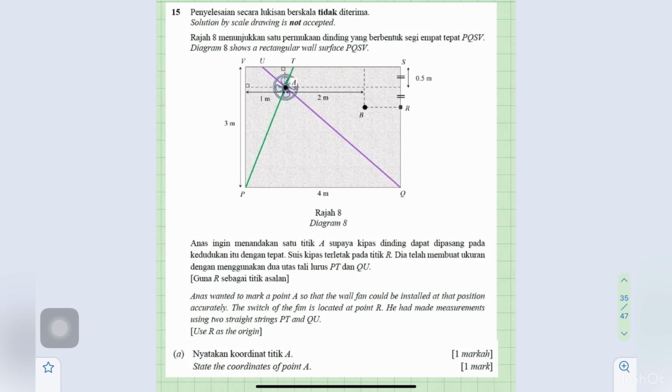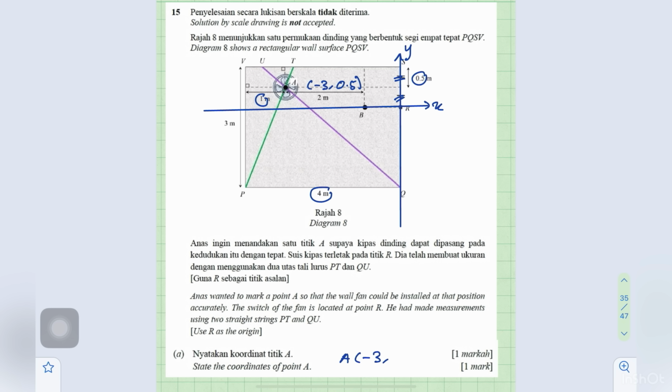Okay, so R is the origin, so we have to put the axes first. So this one is the y axis and this is x. Now given 4 meter, this one 1 meter. Point A is at the left of x, so it is negative. So 4 minus 1, so negative 3. Given 0.5, this one is the same, so the coordinate y is 0.5. So coordinate A is negative 3, 0.5.